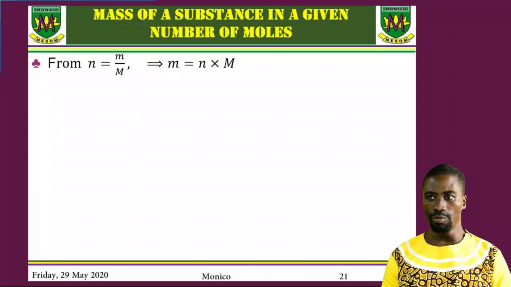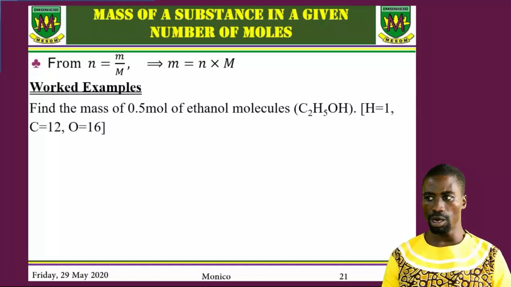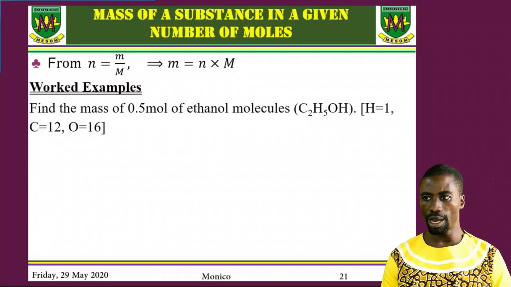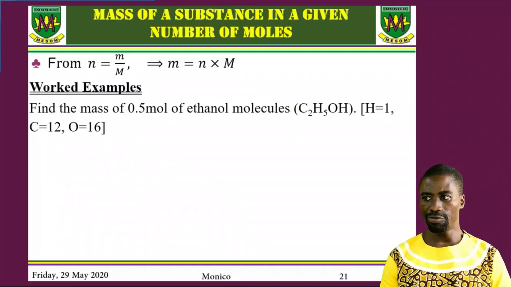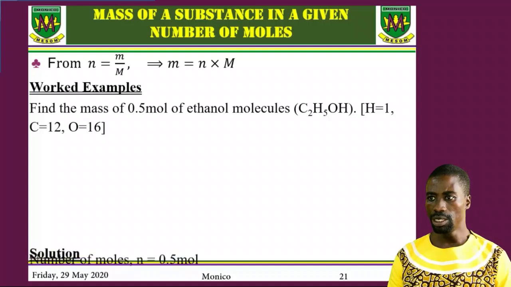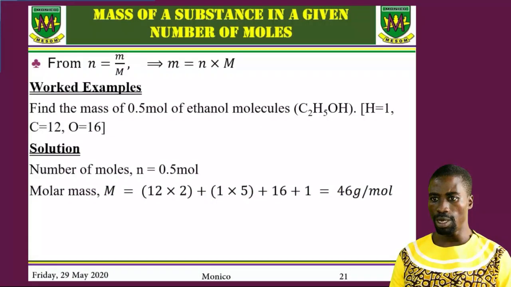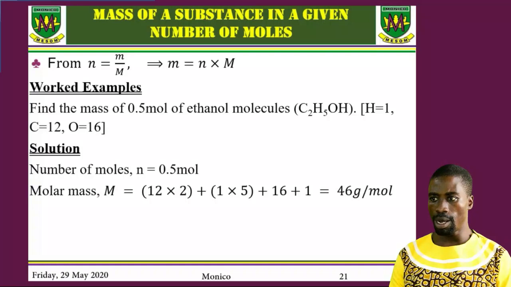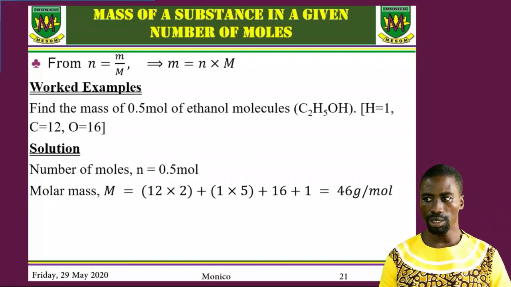So we have number of moles 0.5, and then molar mass of ethanol, we have 12 times 2, and that will give us basically 24. We have 1 times 5, which is 5, and then 16 plus 1. And that is giving us 46 grams per mole. That is the molar mass. And so, using the formula m is equal to small n times big M for molar mass, we are going to have 23 grams.